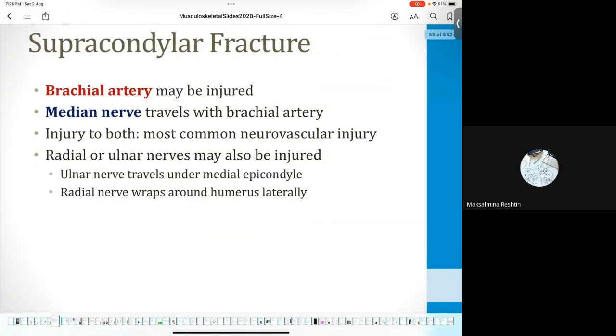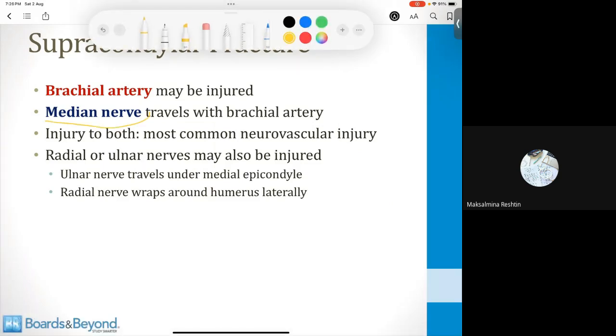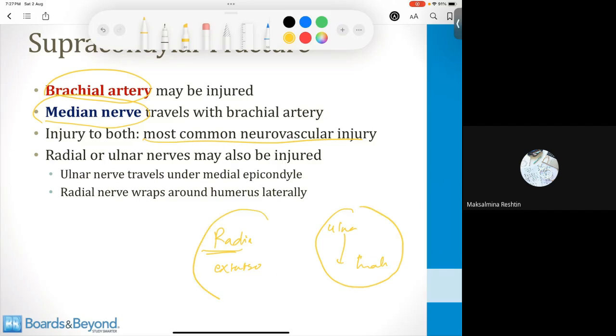Your brachial artery is also present there, right? So in a supracondylar fracture, two things are going to be injured: your median nerve and your brachial artery. This is the most common neurovascular injury in supracondylar fractures. The radial and ulnar nerves may also be injured. Remember, we have the ulnar nerve and the radial nerve. The ulnar nerve supplies something in the hand, which I'm going to discuss, and the radial nerve provides innervation to your extensors. So ulnar to the hand, radial to extensors.